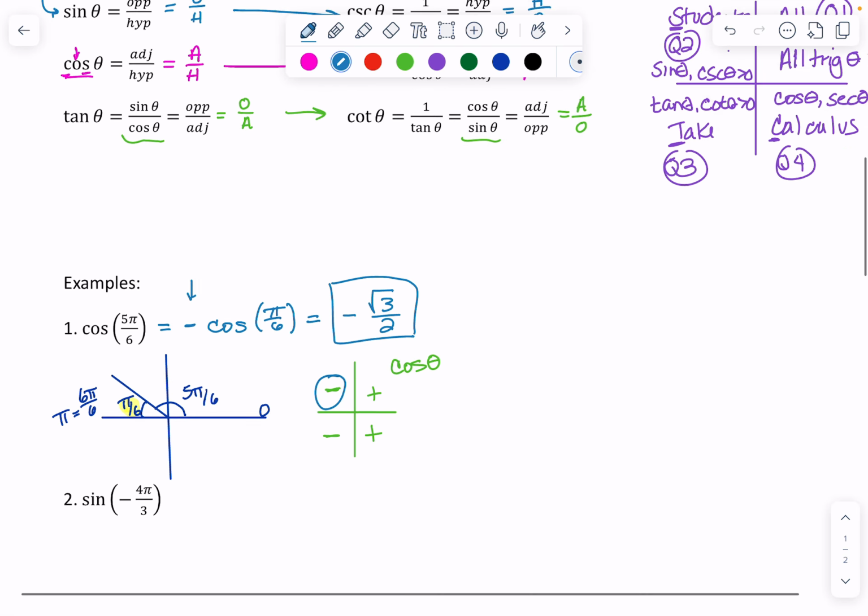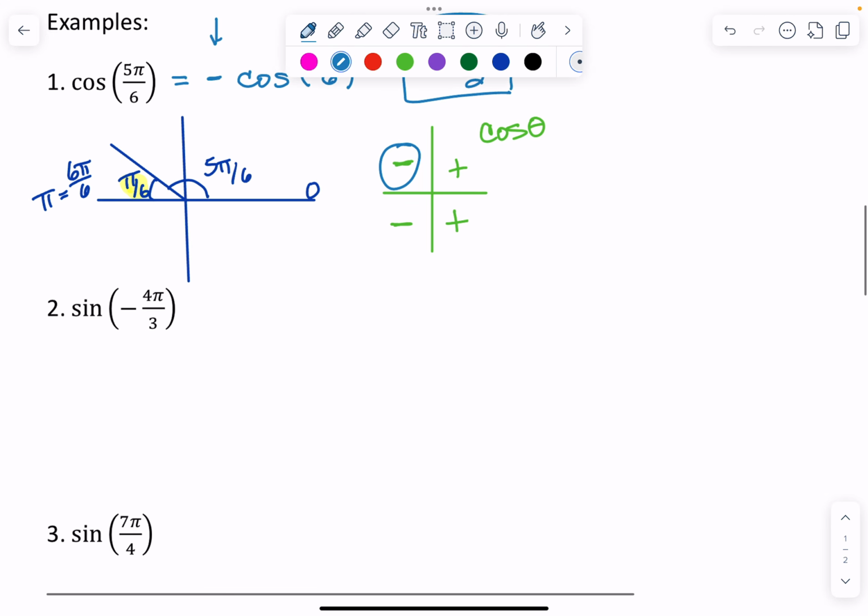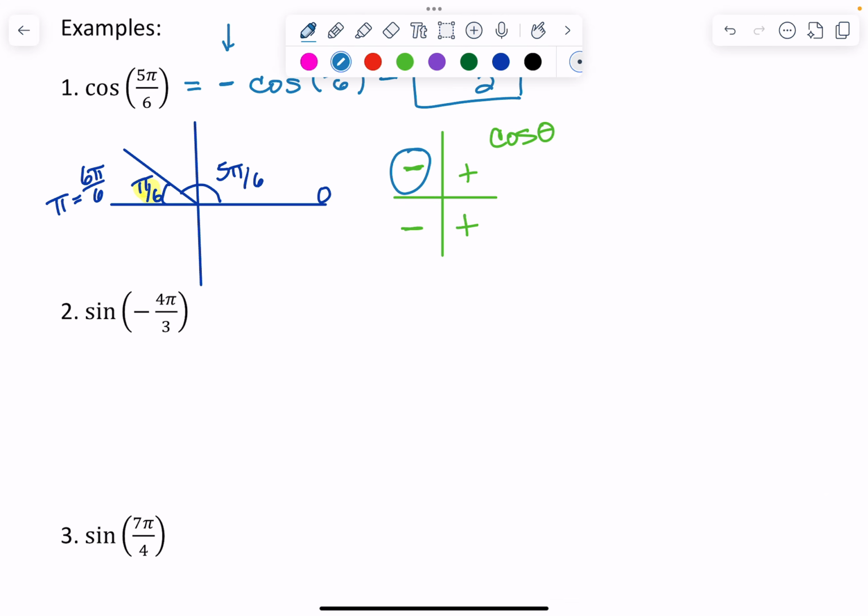Okay, let's take a look at the next one. If you want to pause to do this, go ahead and pause and then restart, and you can check your answer. This one's a little bit different. Here I have sine of negative 4 pi over 3. That means I'm going to go the opposite way around. So instead of going the standard direction where I go counterclockwise, I'm going to go clockwise around.